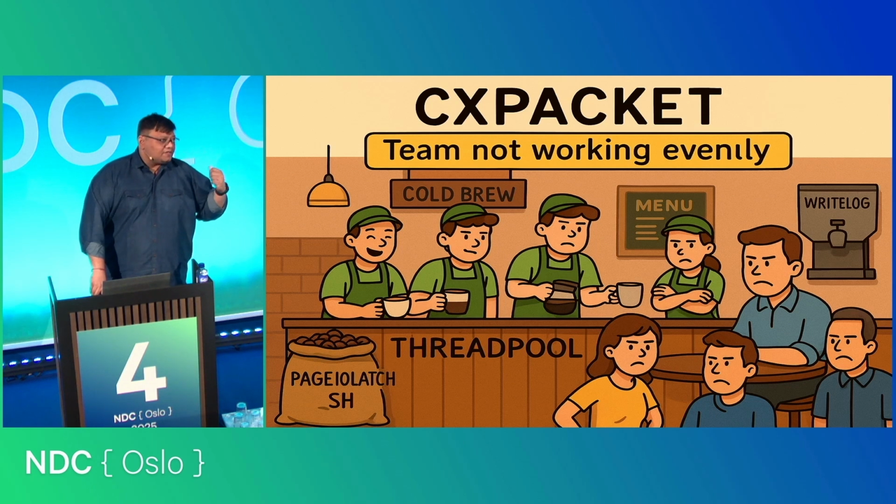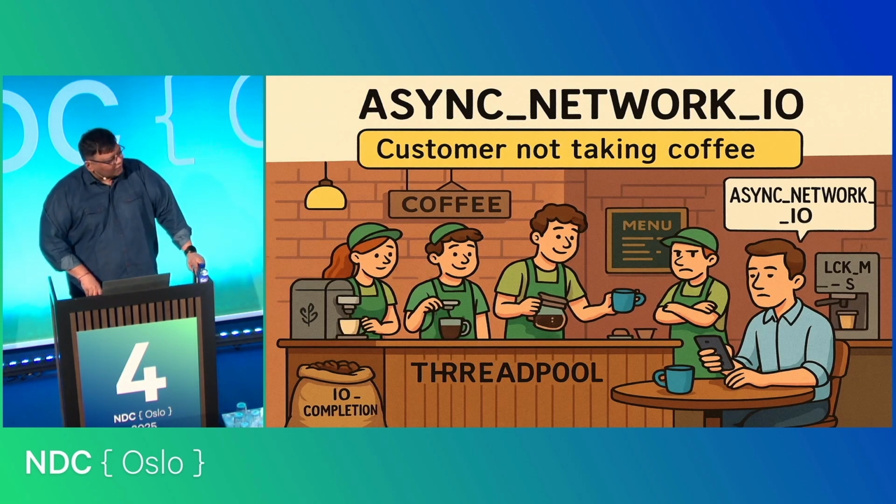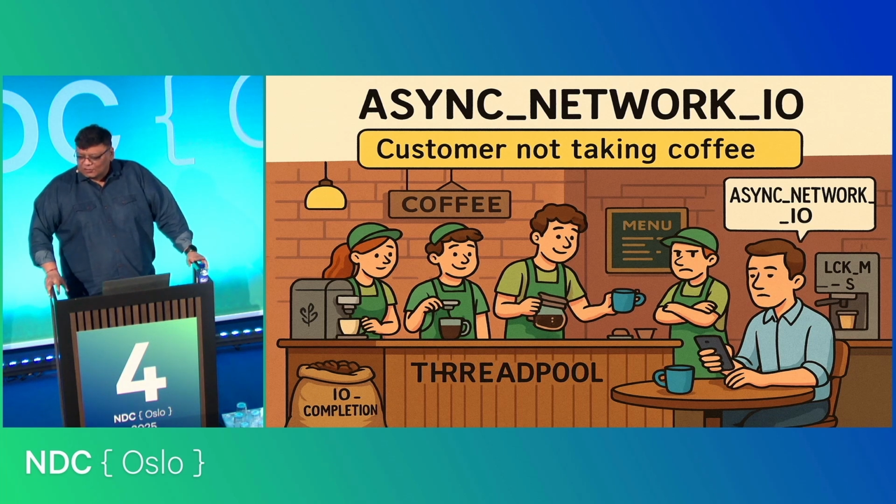One of them is CX packet wait, where the entire team is not working together. I'll talk more about it in the demonstration. Second, we'll talk about asynchronous network I/O. Because this is a developer conference, I was told that sometimes the query runs slower in the application, but when you run it in SSMS, the query runs faster. It works on my PC, just not in the application.